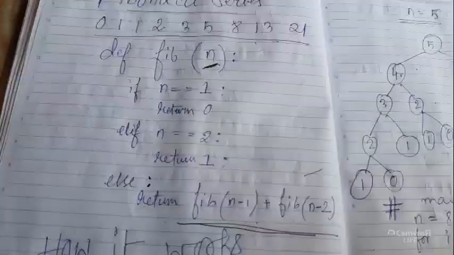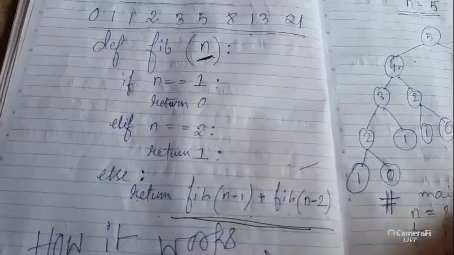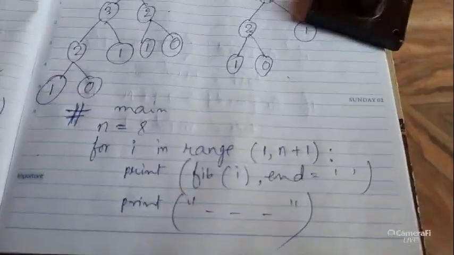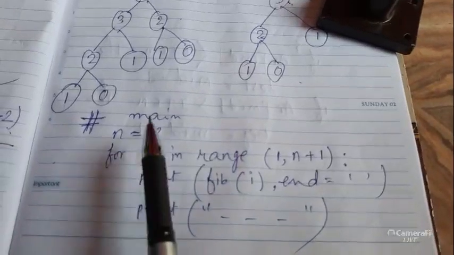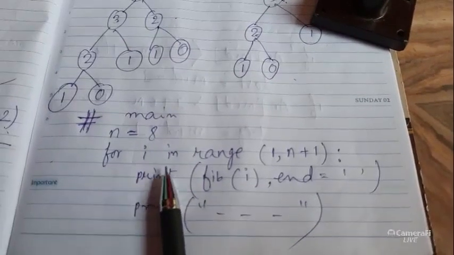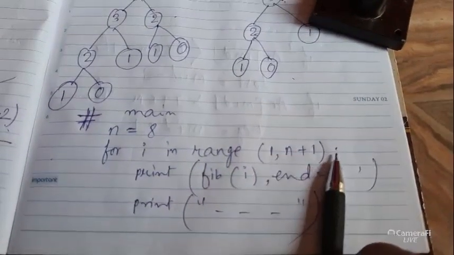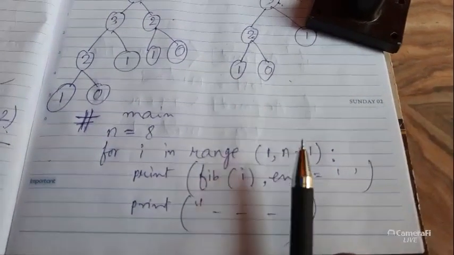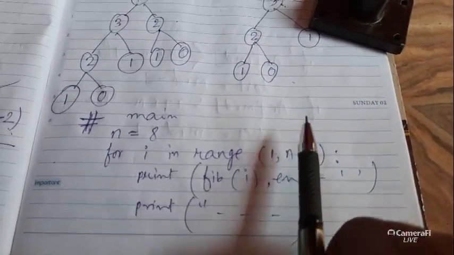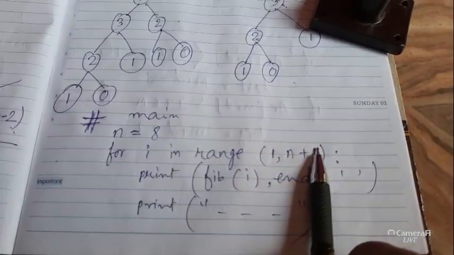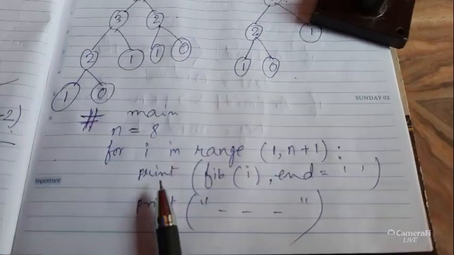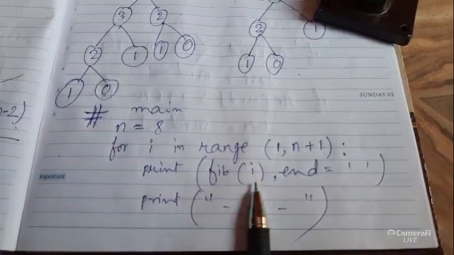Now for this particular problem or function, we need to see the main also, because then it will be more clear to you. So I am taking here n is equal to 8. You can see for i in range 1 comma n plus 1. What does it mean? It will simply go up to exactly 8 terms, because I am writing n plus 1, that's why 8 plus 1 is 9. So by default it will go up to 9 minus 1, that is 8. 1 to 8 terms. Then print fib of i.